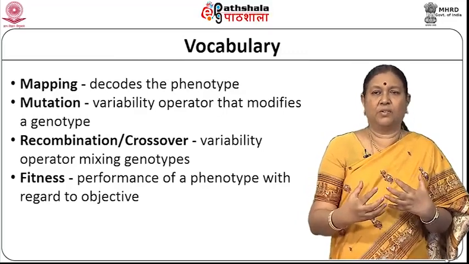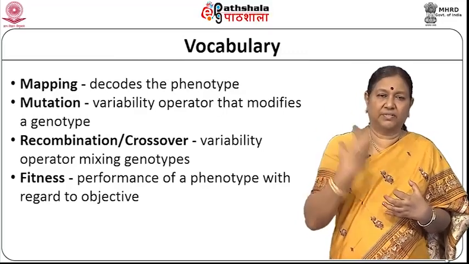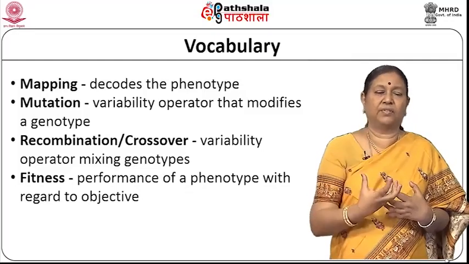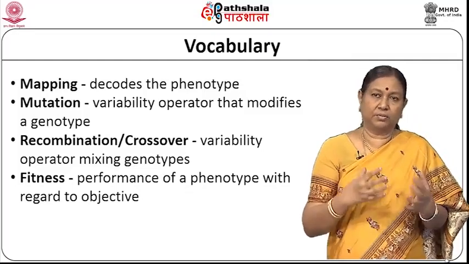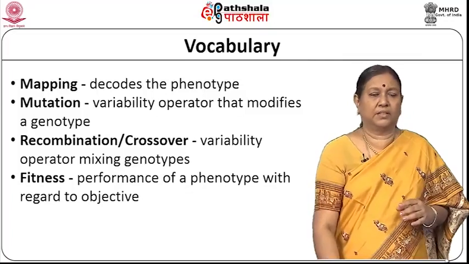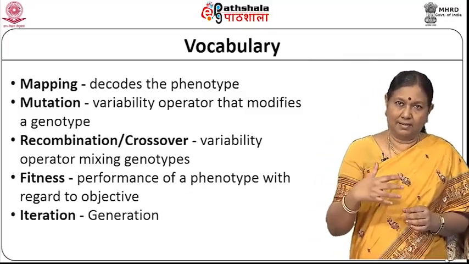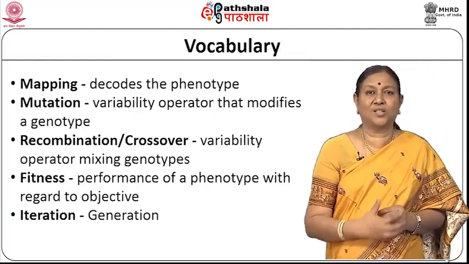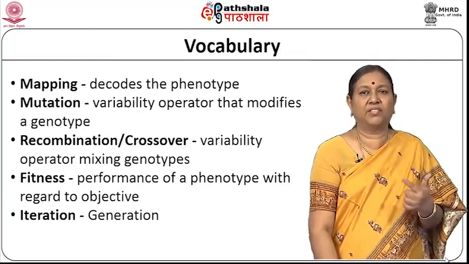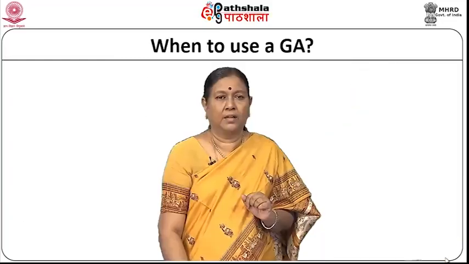So, the fitness of an individual decides whether he goes to the next generation. It is the performance of that phenotype with respect to a particular objective, so the fitness is determined by the objective. And finally, we have iteration. In genetic algorithm terminology, it is called a generation: the number of generations is the number of iterations.